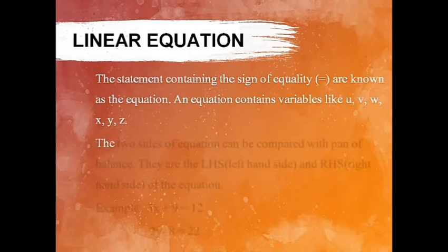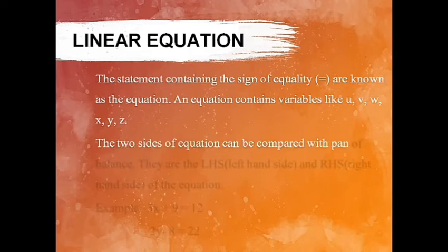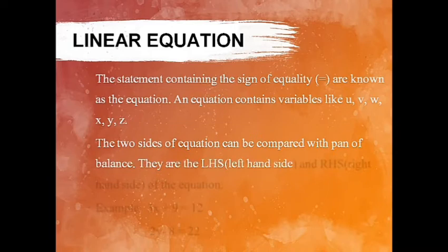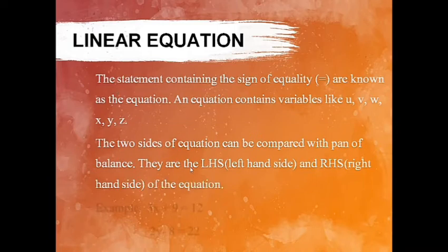Then the next, the two sides of an equation can be compared with the pans of a balance. They are the LHS, that is left hand side, and the RHS, that is right hand side, of the equation. So in an equation there are two sides, the LHS and the RHS, and there will be a comparison between these two sides because we have to use the equality sign between them.